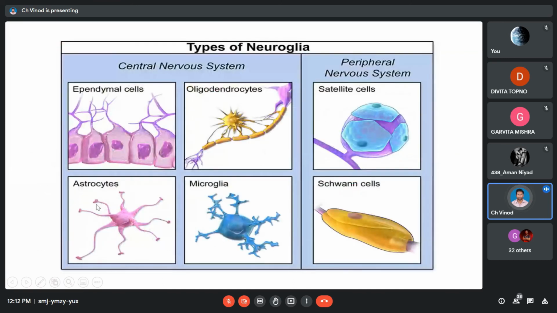Then we have the sixth category of cells called satellite cells. These are discovered recently and their function is not yet known. People are still trying to understand what these cells do in the brain. I mean, not in the brain, in the peripheral nervous system.